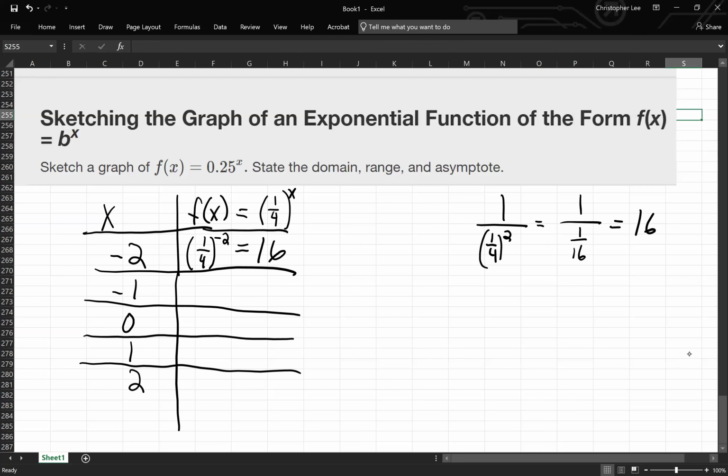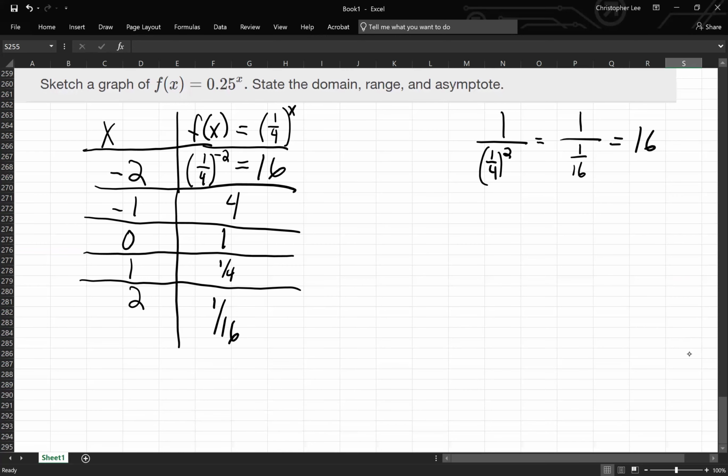And we do the same thing with the -1, right? So that should be +4. Anything to the 0 power is 1, right? 1 would be just 1/4. And 2 would be, I don't know, what's that? 1/16, something like that, right? So now with this knowledge, I can graph this, right? Nice and simple.